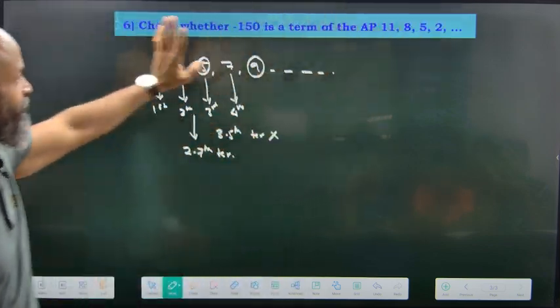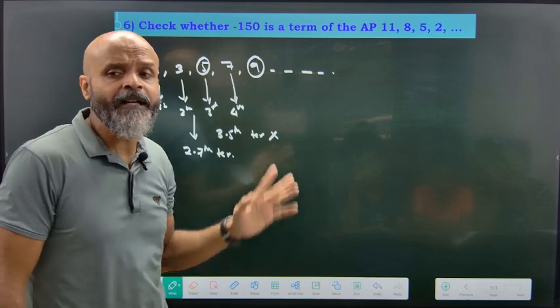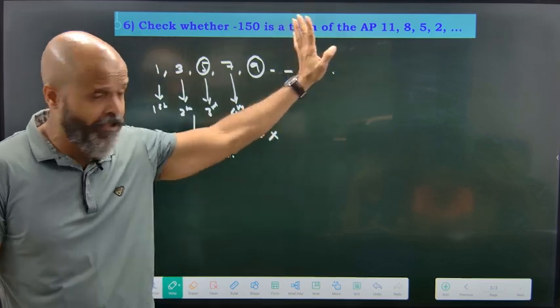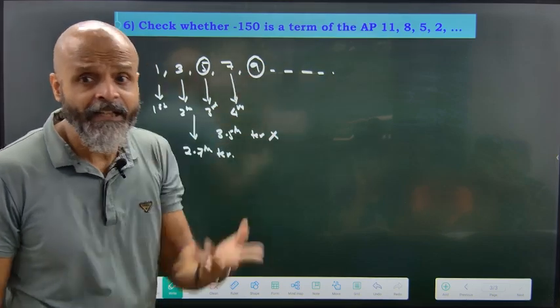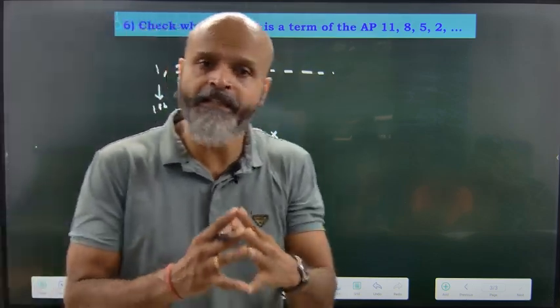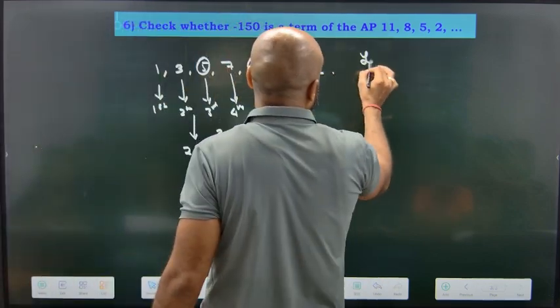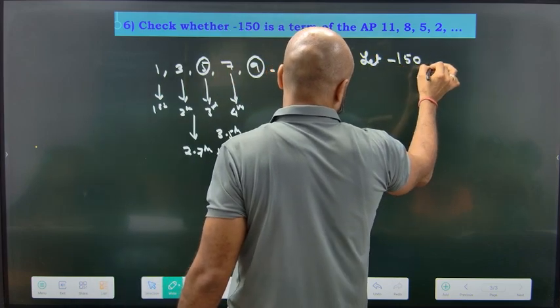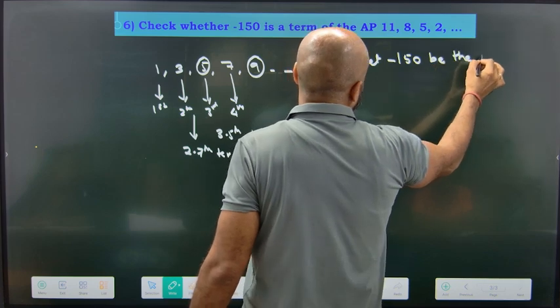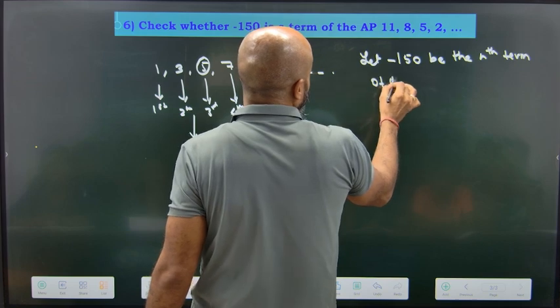So here we have to find out the value of n. If it comes out to be a natural number, then yes, the answer is correct, that minus 150 is a term, and if it comes out to be a decimal, then it is not possible. So this is our assumption: let minus 150 be the nth term of the AP.